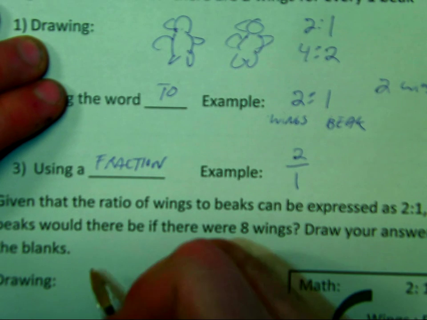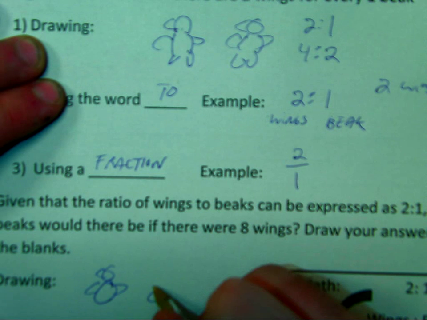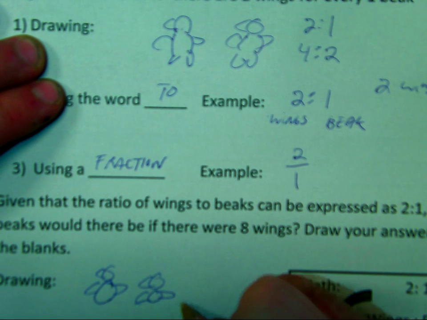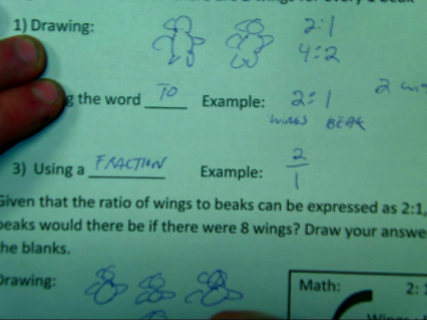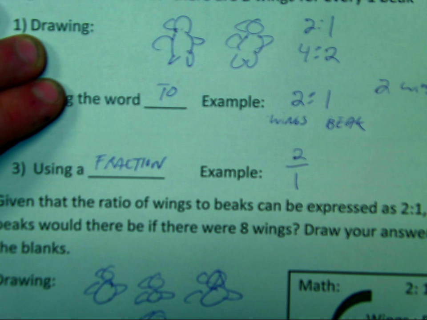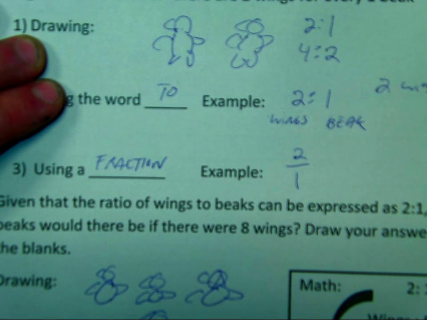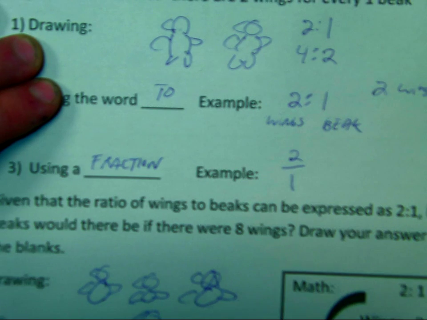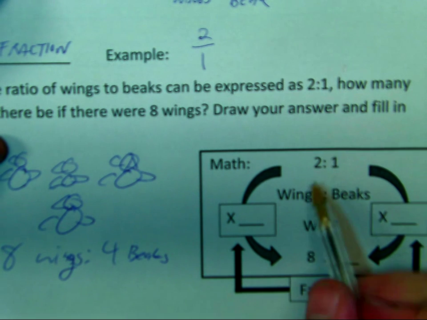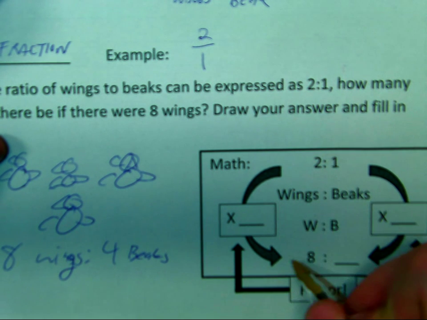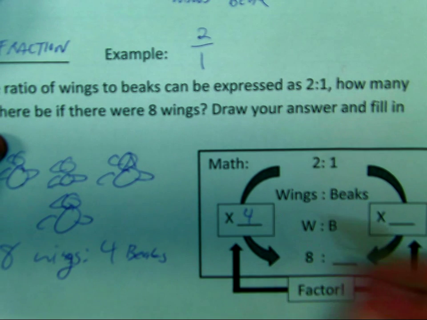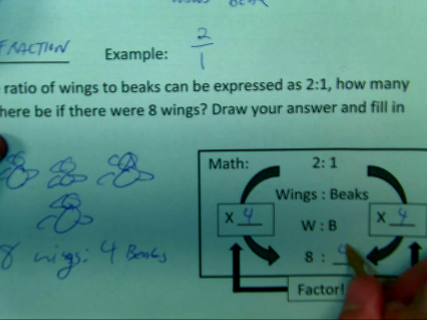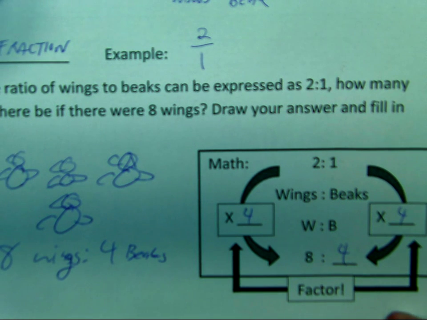So, if you had 8 wings, you would have, okay, here's 1 bird, here's 2 birds. I know I have 4 wings. That's 6 wings. 8 wings. Now I have 8 wings and 4 beaks. So, over here in my little table, I have 2 wings every 1 beak. I want to have 8 wings. That will be 2 times what is 8? That's times 4. So 1 times 4 is 4. Just like making equivalent fractions, we make equivalent ratios. Okay?